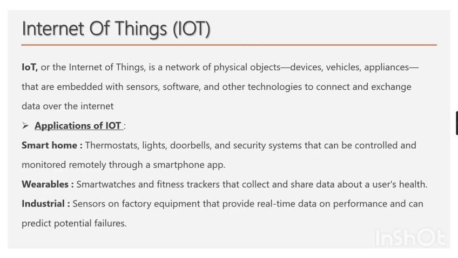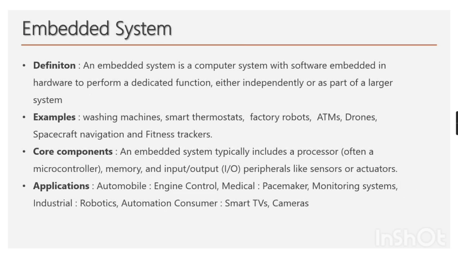Internet of Things, or IoT, is a network of physical objects, devices, vehicles, and appliances that are embedded with sensors, software, and other technologies to connect and exchange data over the internet. And these are the applications of IoT: we can use it in smart home, wearables, and industrial settings.